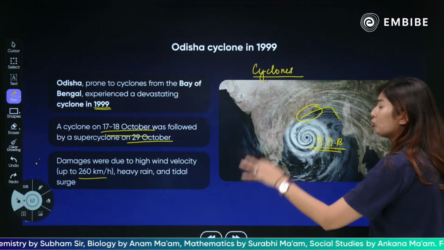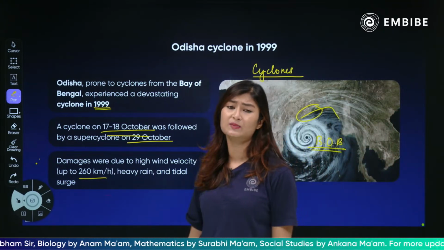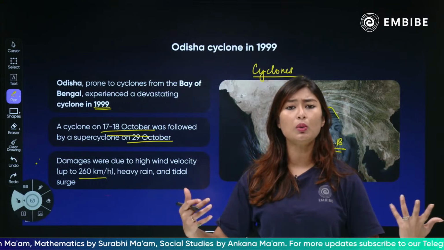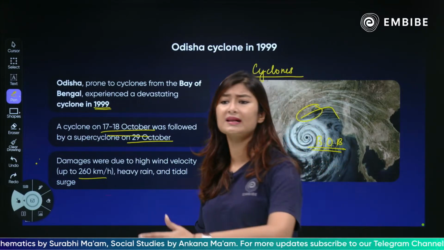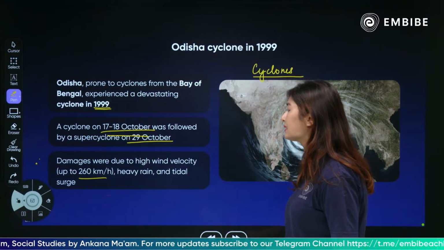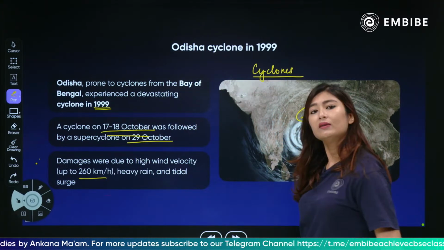So यहाँ पे 260 किलोमीटर पर आवर की स्पीड से विंड आ रही है. You probably wouldn't even be able to stand in this wind. It will blow you off. It will uproot the trees. It will uproot houses. सब कुछ devastate कर देगा इस स्पीड से. तो जो पहले साइक्लोन आया था वो still okay.